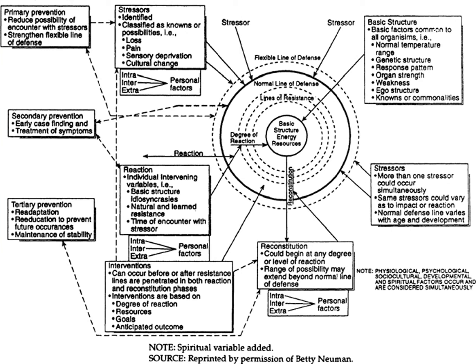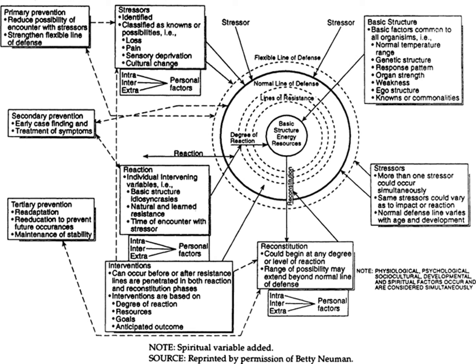So this is the detailed form of the Neuman system model. Here this includes whatever we talked about just now. You can see the basic structure, that is, as an individual, we or I or you. This is the basic structure or energy resources. Here you can see the basic factors common to all organisms, that is the normal temperature range, genetic structure, response patterns, organ strength and weakness, ego structure, norms or commonalities. So these are common to all people.